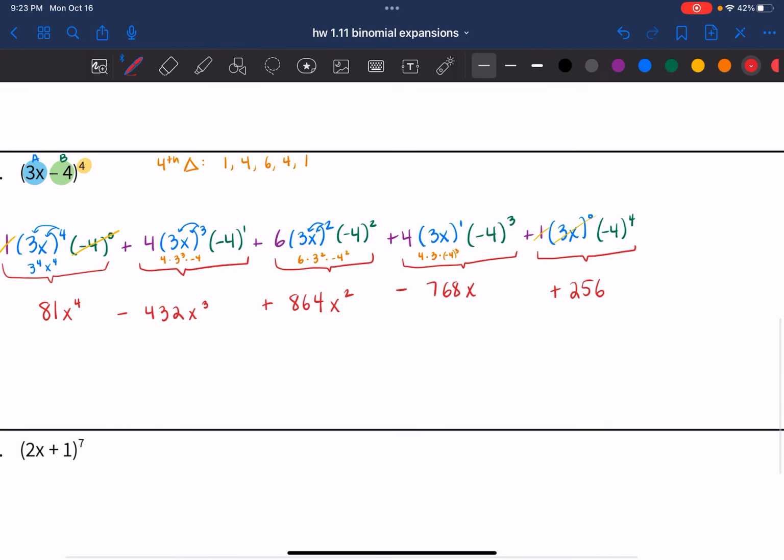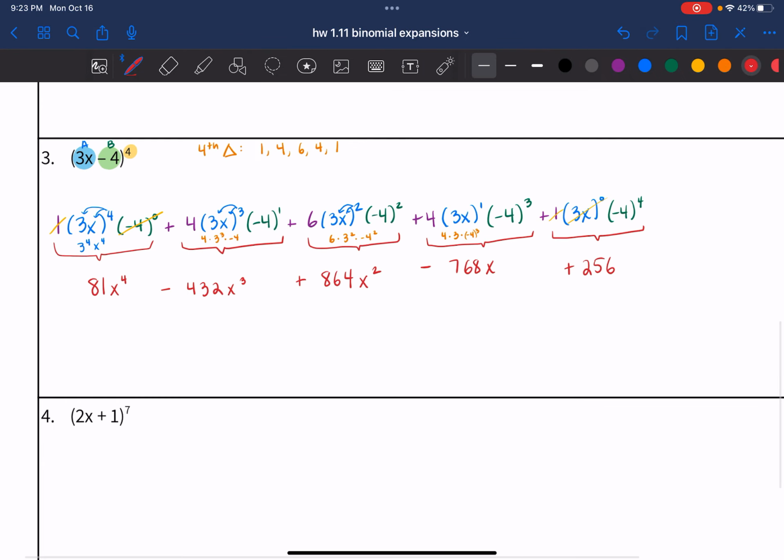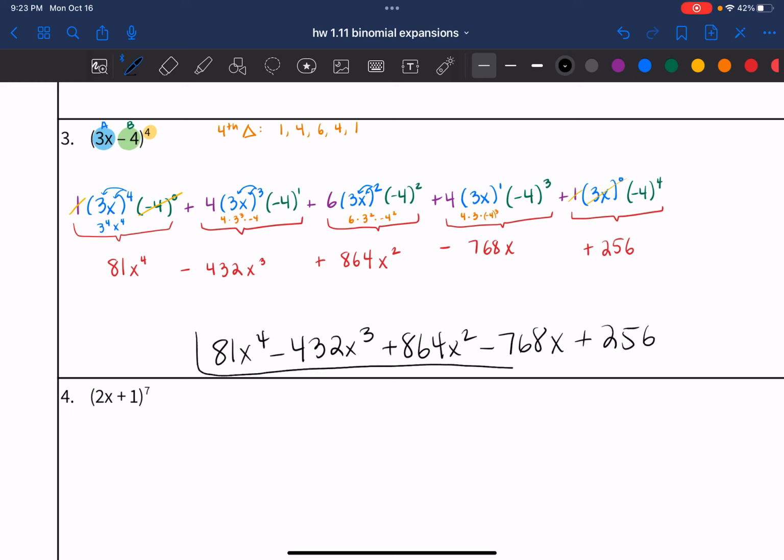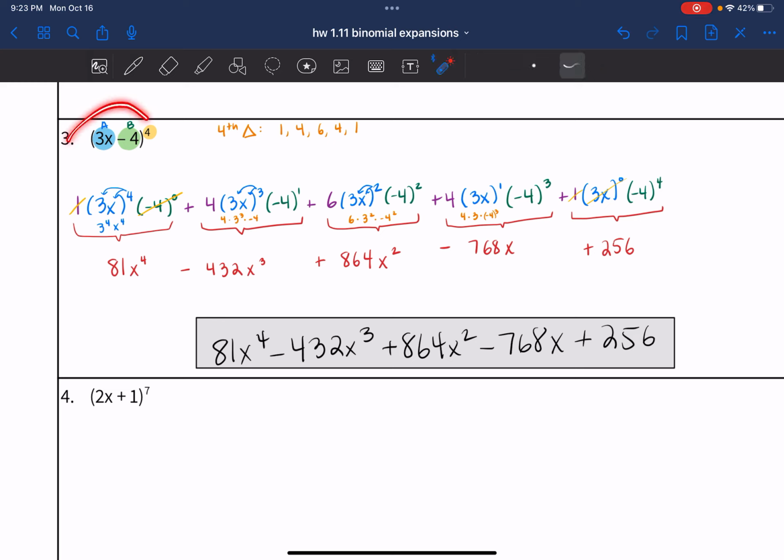Okay, so it's kind of spaced out weird, but that is the final answer if you just put it all together. My final answer is going to be 81x to the 4th minus 432x to the 3rd plus 864x squared minus 768x plus 256. So I know this seems like a lot, but it is a lot easier than the alternative, which would be to actually multiply this out 4 times. So this is the shortcut.